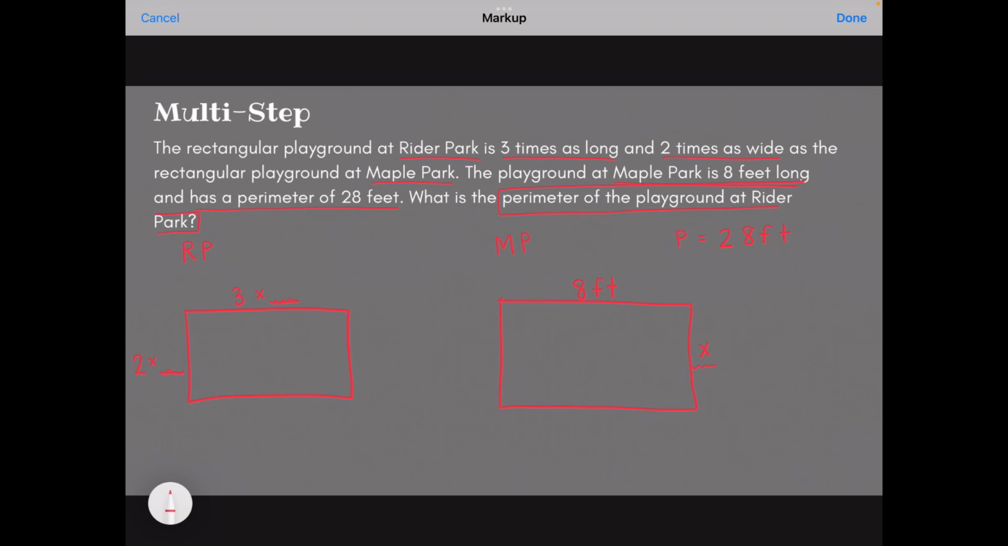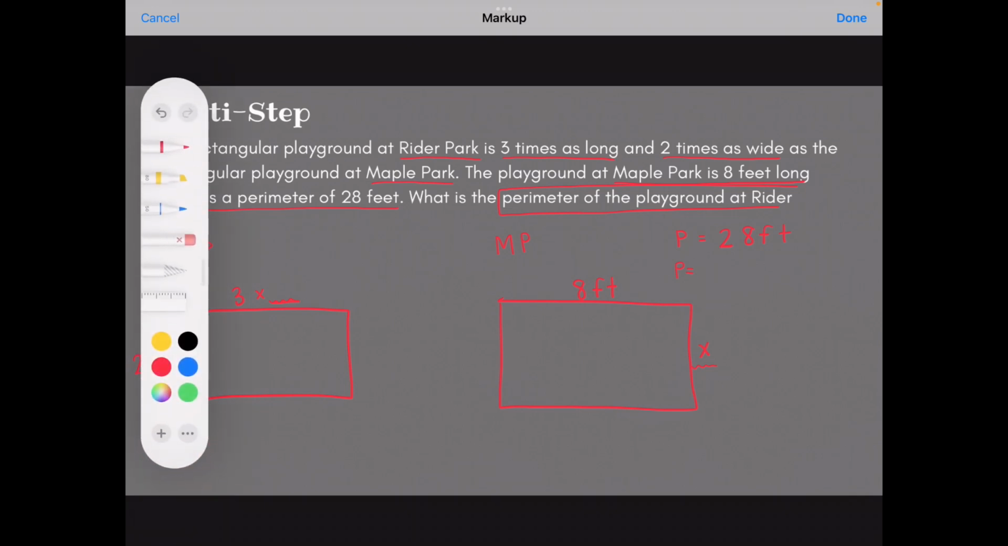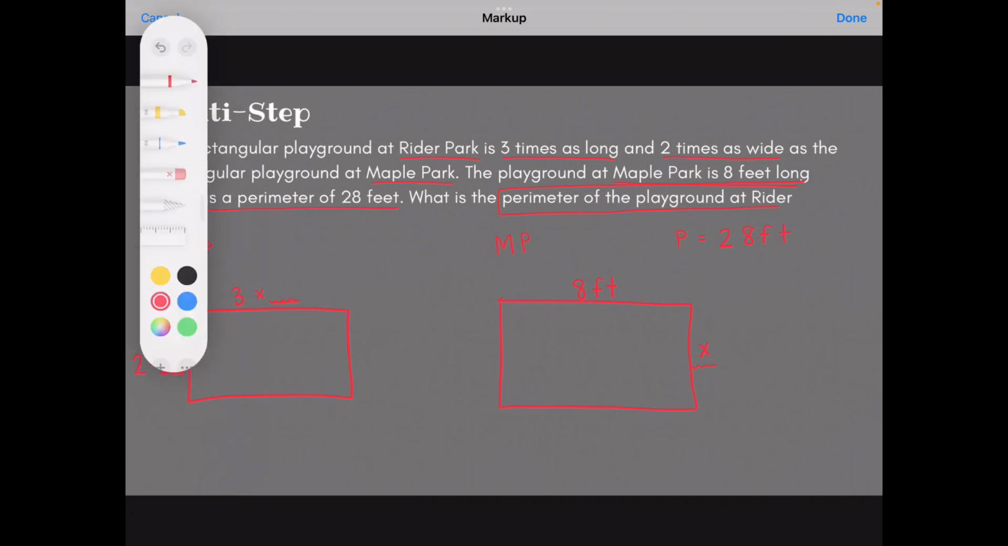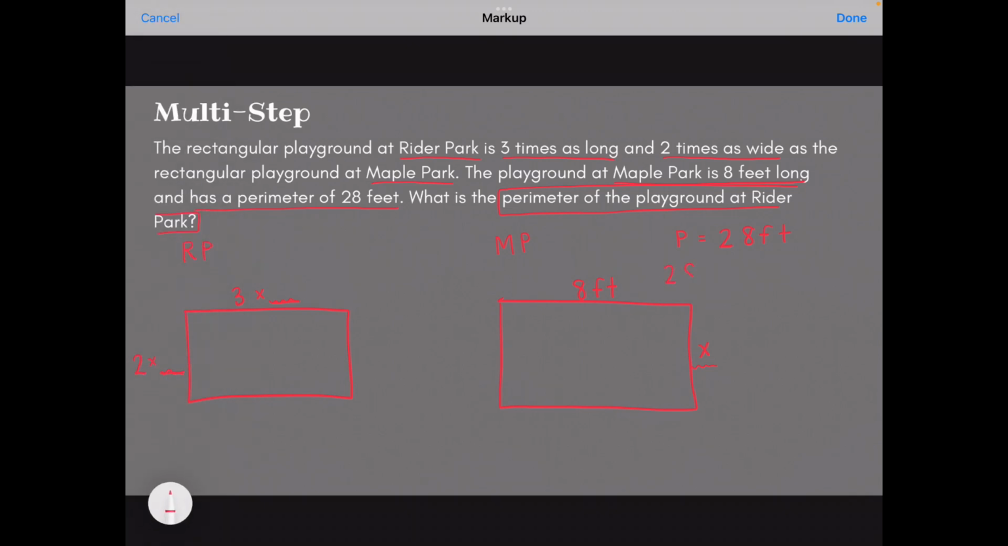Using this information, I can find that missing side, which then will help me find the missing sides of Ryder Park. I know that my perimeter formula can help me find that missing length, so I'm going to plug in what I know. I actually already know the perimeter is 28. I know the length is 8 plus 8 plus x plus x, because those are unknown as of right now. I'm going to add up what I do know.